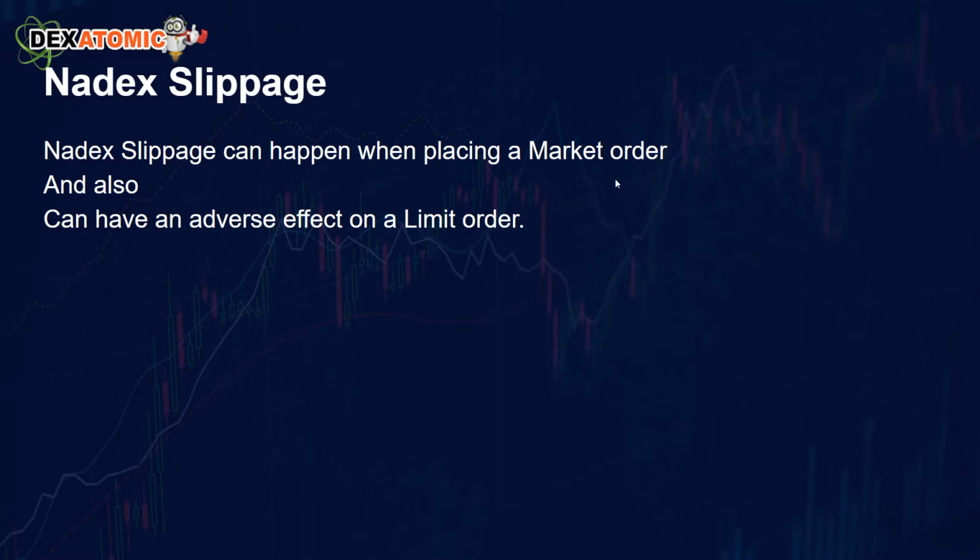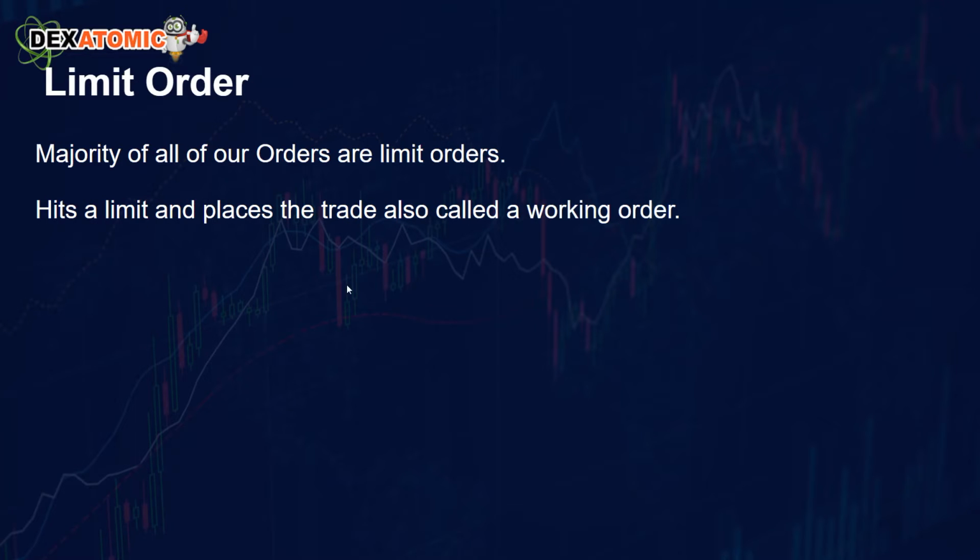Now over on Nadex, there's two ways to execute an order. The first one being a market order and the other is a limit order. Slippage can affect both, but in two different ways. In the limit order, the majority of all of our orders are limit orders when we have our signal. You get over to the site, the price isn't where you want it at, so you put an order in hoping that it'll get to that point. It hits that limit and places the trade, also called a working order.